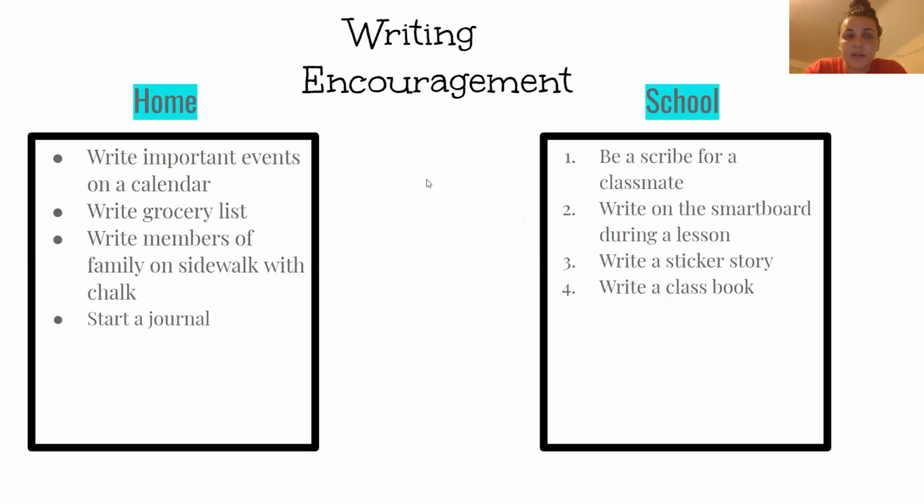Some writing encouragement that can be done at home and school. At home, students could write important events on a family calendar. They could help their parents write a grocery list or something outside. They could write the members of their family on the sidewalk with chalk, or they could start a journal. At school, classmates could be a scribe for a peer. They could write on a smartboard during the lesson, write a sticker story, or participate in writing a class book. And that is all I have.